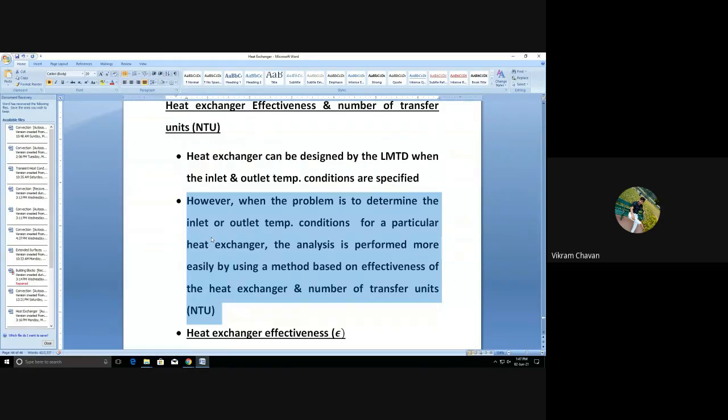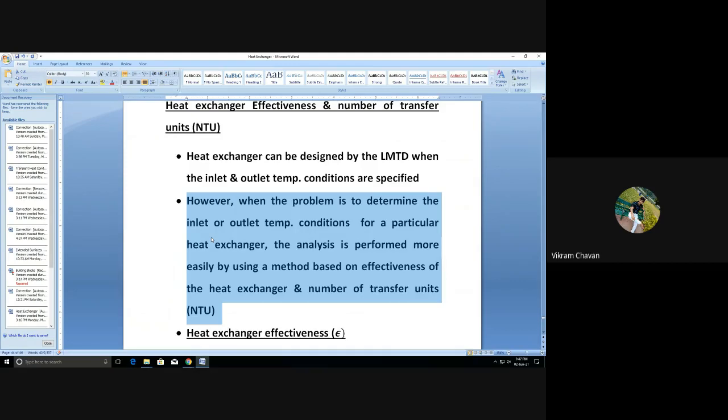by using a method based on effectiveness of the heat exchanger and number of transfer units, that is in bracket NTU.